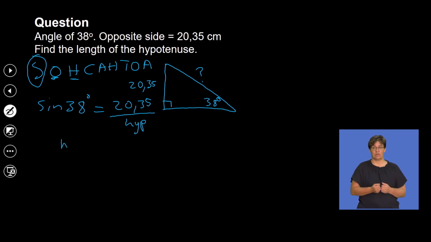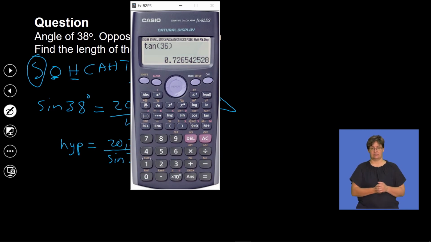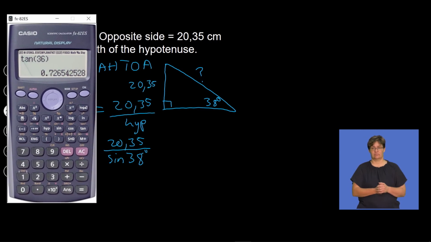So this will be HYP is equal to 20.35 divided by sine 38 degrees, and then I just go straight to my calculator to find this. So let me move it here. This will be 20.35 divided by sine of 38 degrees. Close my bracket. Please try to close it.